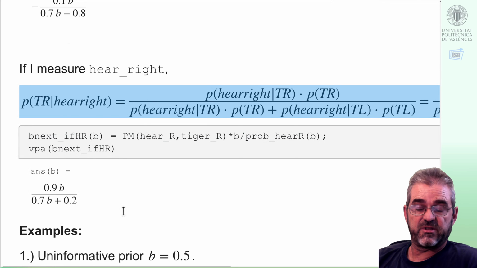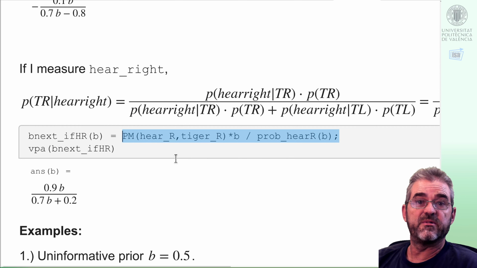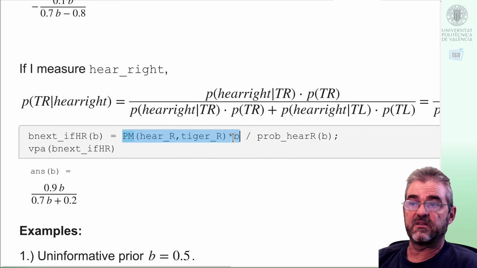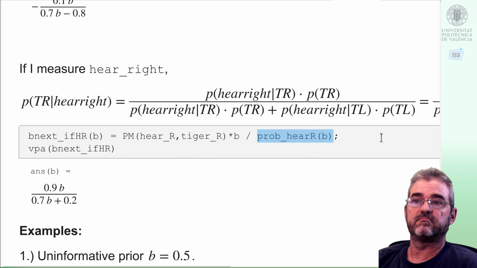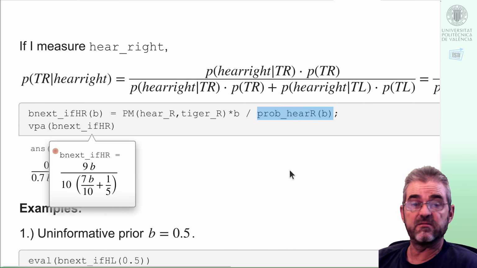You can just pause and think, or download the PDF and the code with a link in the description. And this is how I program it in MATLAB. This is the numerator, and the denominator is the marginal of here right. So I get this formula. The result is a symbolic expression function of b.